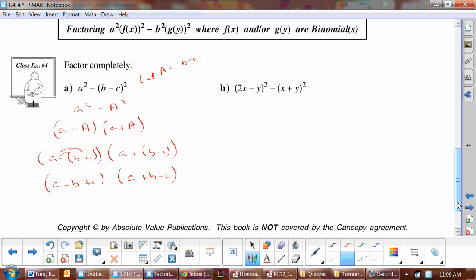Okay, now B is kind of a new one for you because before they were both like 2x minus y's, or they were both x plus y's. But this one we're going to get really creative because math's all about being creative. So I'm going to let a equal 2x minus y, and I will let, let's go with b, equal x plus y.